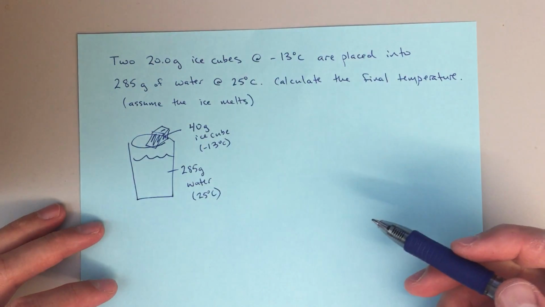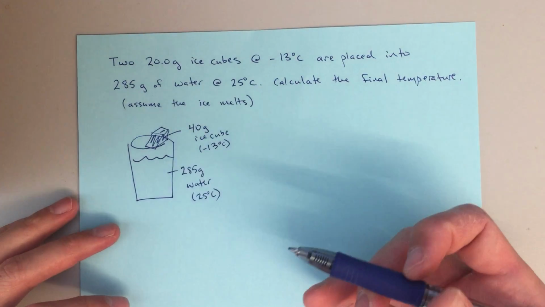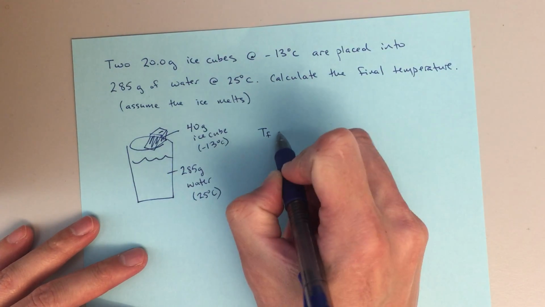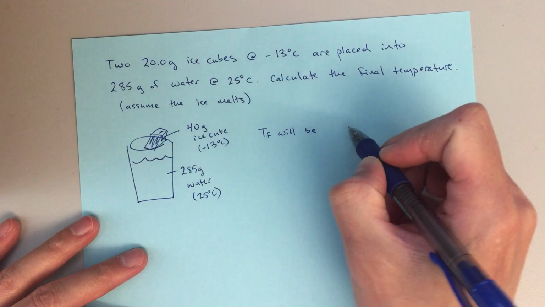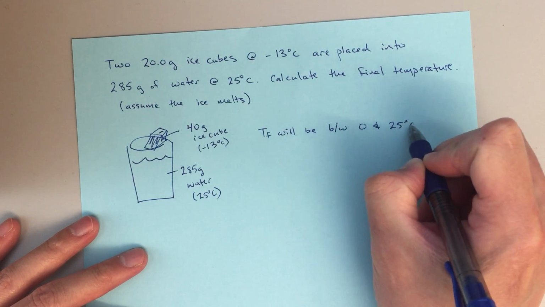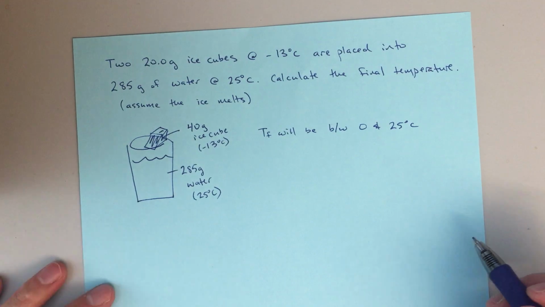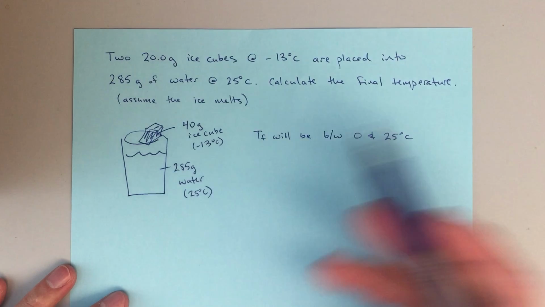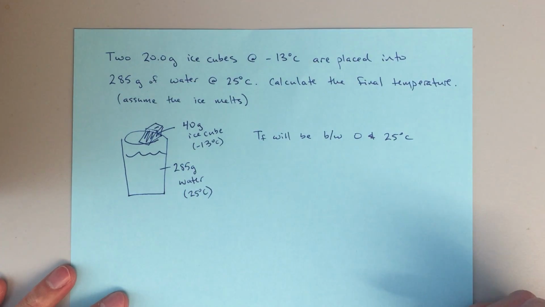So we're going to mix these two things together. The ice cube will melt. The water will cool down. So our T final will be between 0 and 25 degrees Celsius. I think that is safe to say, a safe bet, right? If we put ice cubes into water, the temperature of the water will drop a little bit.